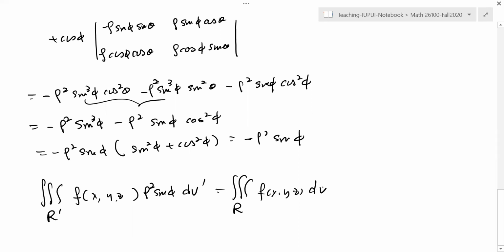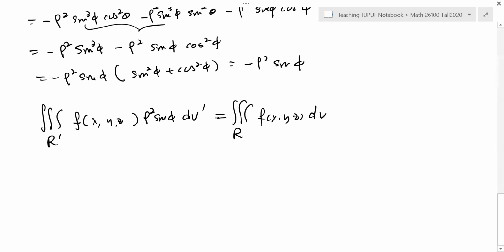Now I hope our region R prime is better. It's usually a rectangular type, so then you can easily set up the triple integral. So this is our formula. Now you can also discover some new transformation, new substitution, and you have to derive the formula by yourself.